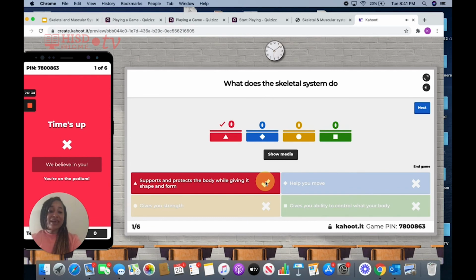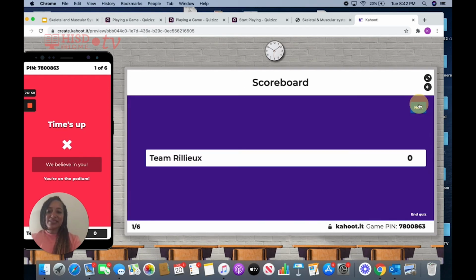Oh no, we got it wrong. Oh, we got it, time's up. We got it right, but the time is up. So yes, we got this one correct. I'm sorry that I let the time run out, but we are correct. The skeletal system supports and protects the body while giving it shape and form. Very good. Next time, I'll do it on time, I promise.